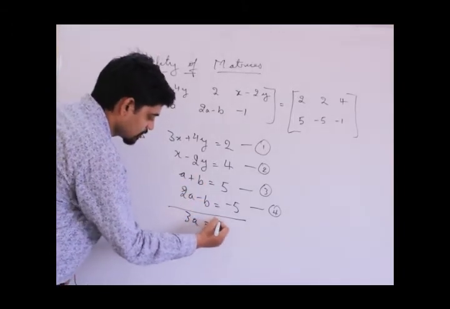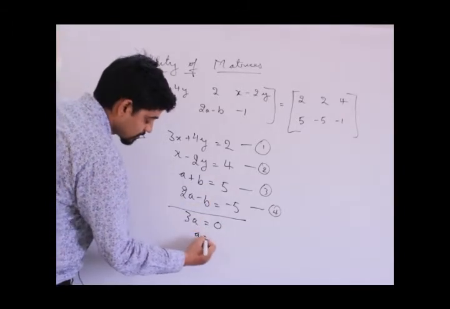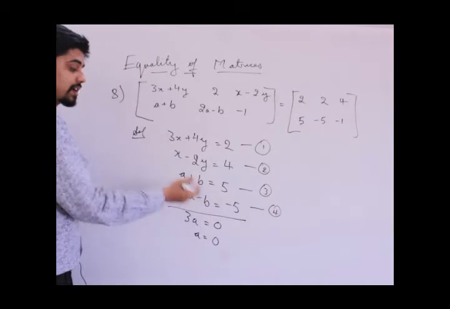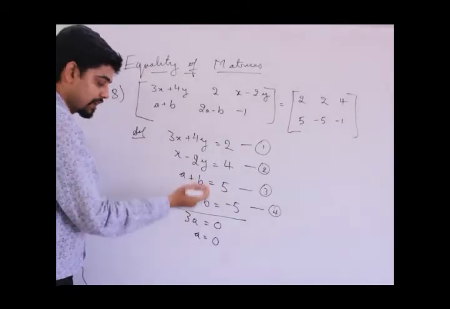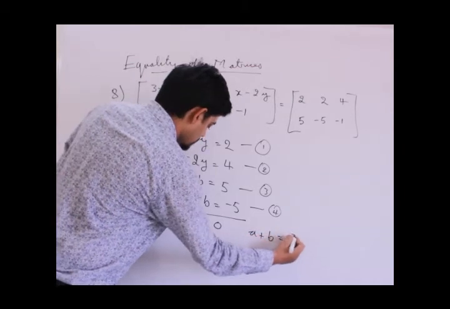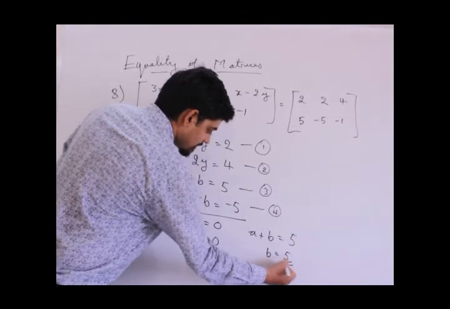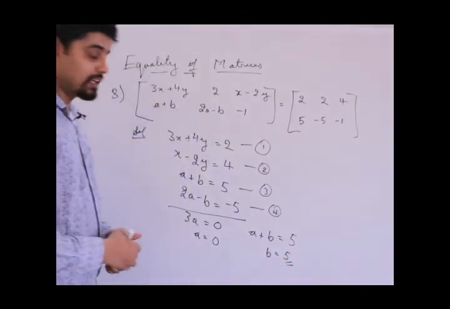So 3A is equal to 0, since 5 plus minus 5 is 0. So A is equal to 0. Substitute it in any of these equations. Substituting in the first equation, A plus B is equal to 5. A is 0, so B is equal to 5. So we have all the values.